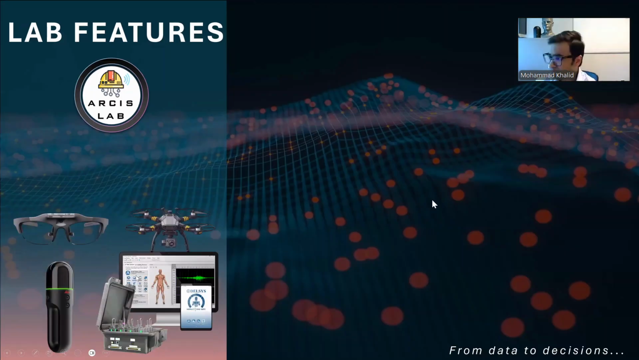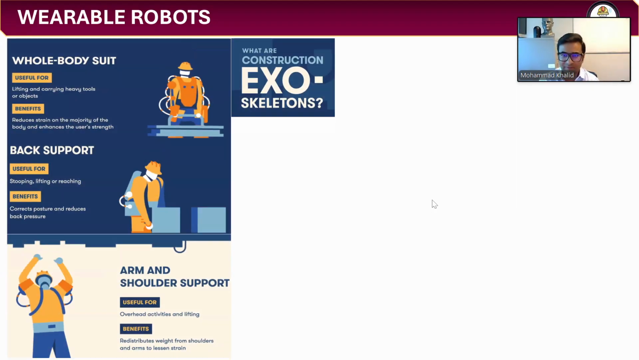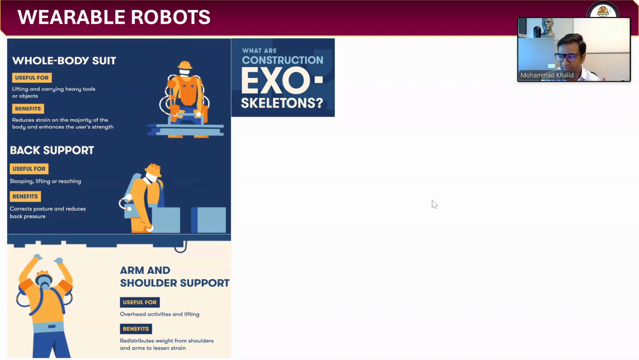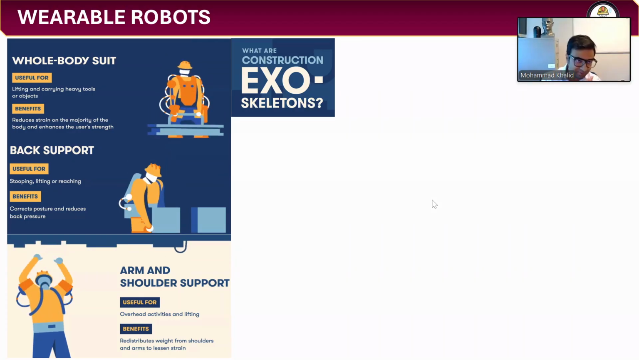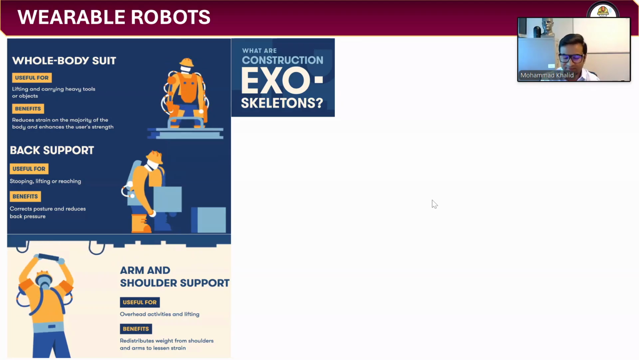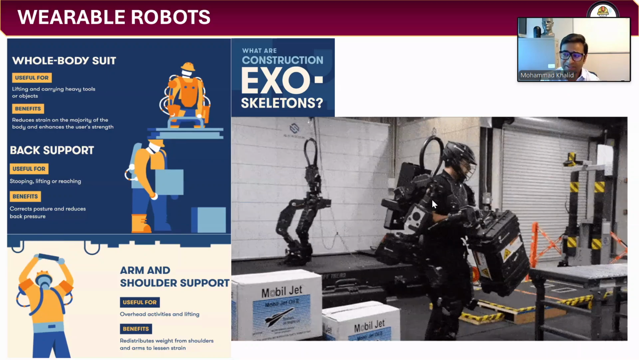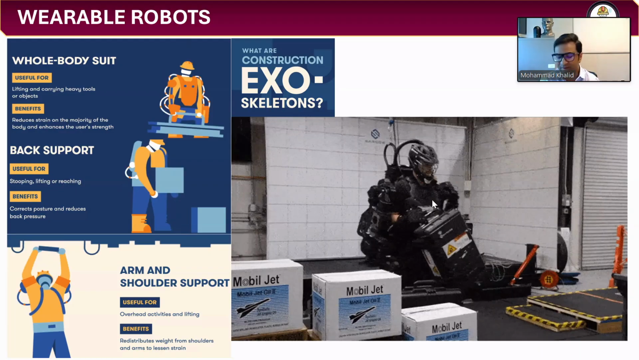Moving on. Okay, so I'm going to shift gears a little bit. We'll talk about some of the RCS Lab features, all the cool stuff that is happening over here. So first, let's talk about wearable robots. I'm not sure how many of you are familiar with wearable robots, but this is something that's becoming really popular in construction these days. There are whole body suits, back support exoskeletons, and arm and shoulder support exoskeletons. These are being incorporated in construction because of the high injury rates.